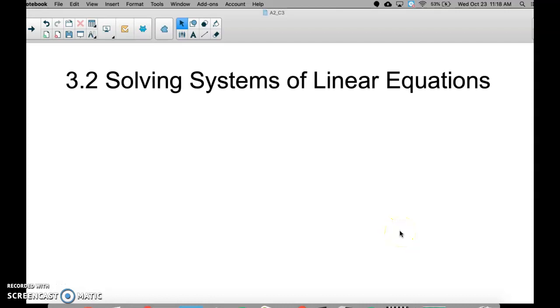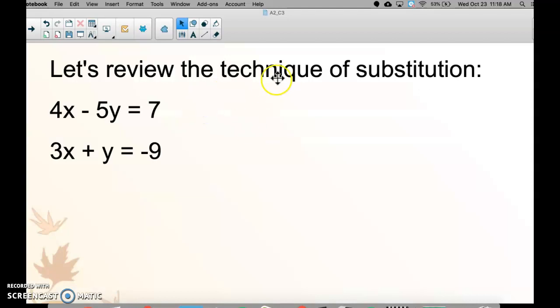Hey everyone, this video is going to be talking about Chapter 3, Section 2, Solving Systems of Linear Equations. In the last unit we talked about graphing as a method to solve the systems. Today we're going to be talking about substitution and elimination. So we're going to review the technique of substitution.